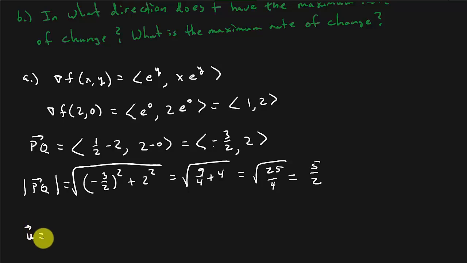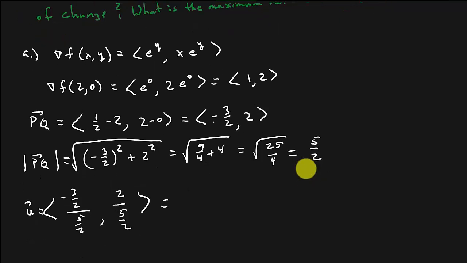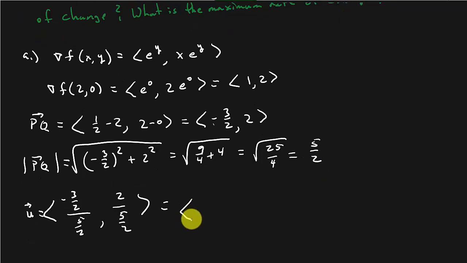And so we have our unit vector equal to what? It's going to be -3/2 divided by 5/2 and 2 divided by 5/2. There's our unit vector, right? It's each of these components divided by the magnitude. And so our unit vector will be (-3/5, 4/5). Okay, so there's your unit vector.